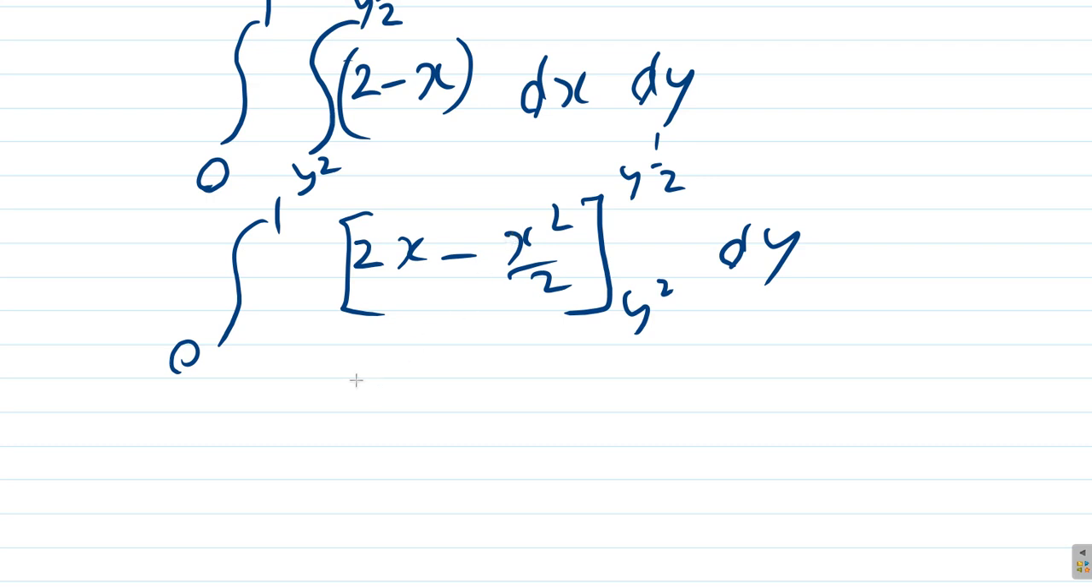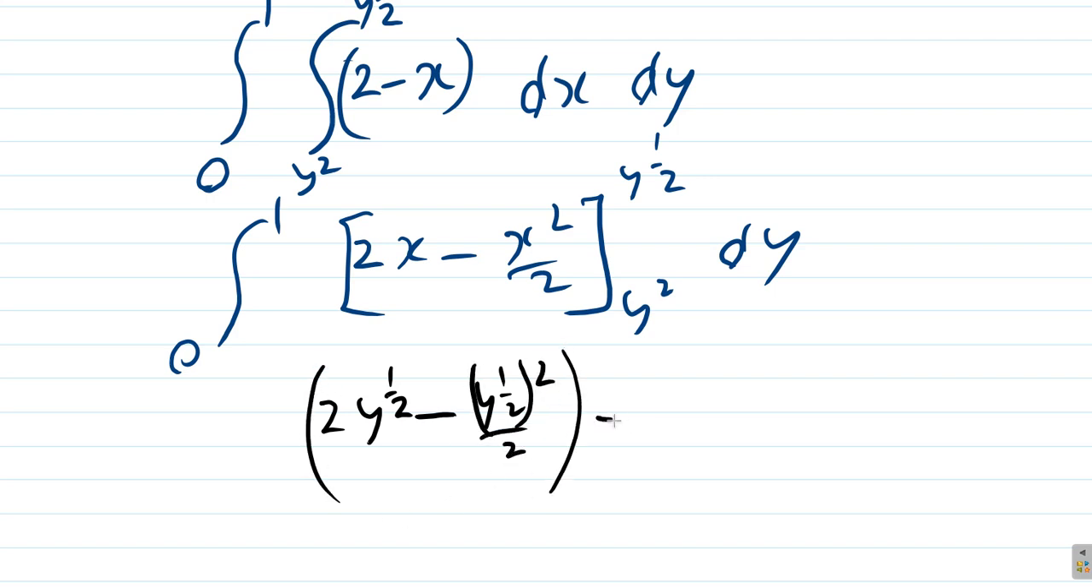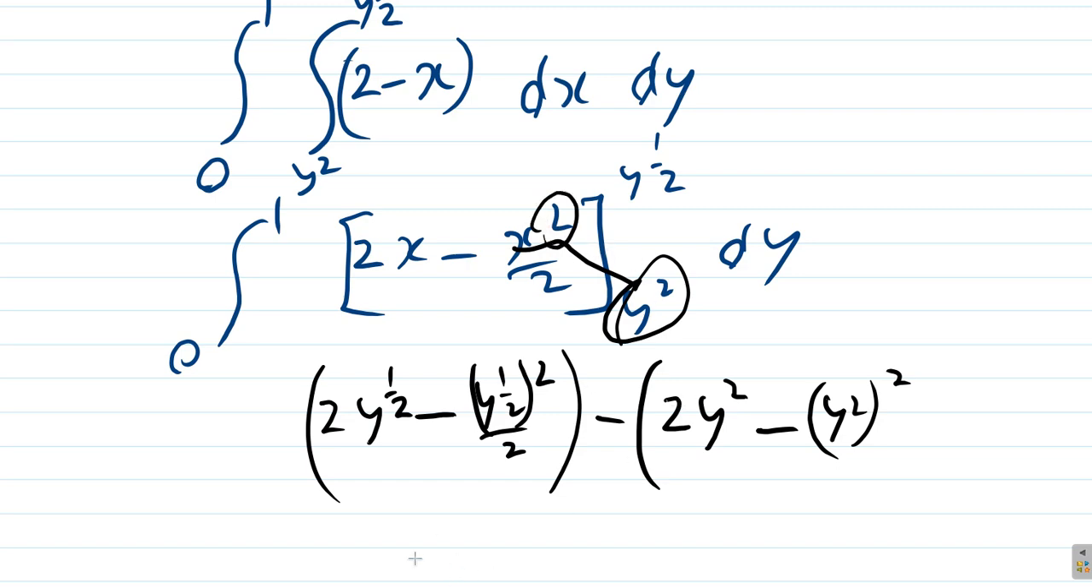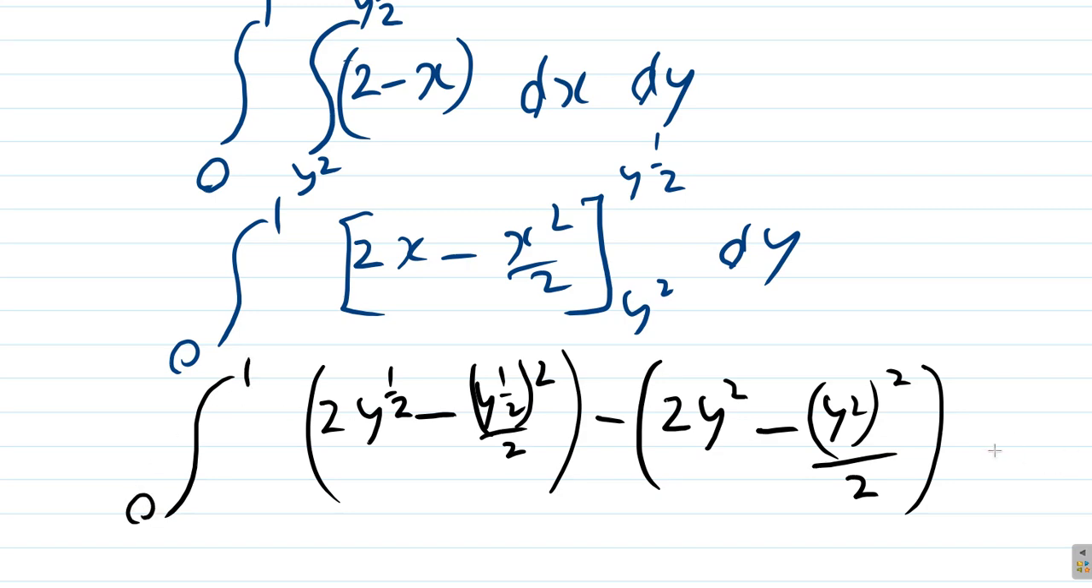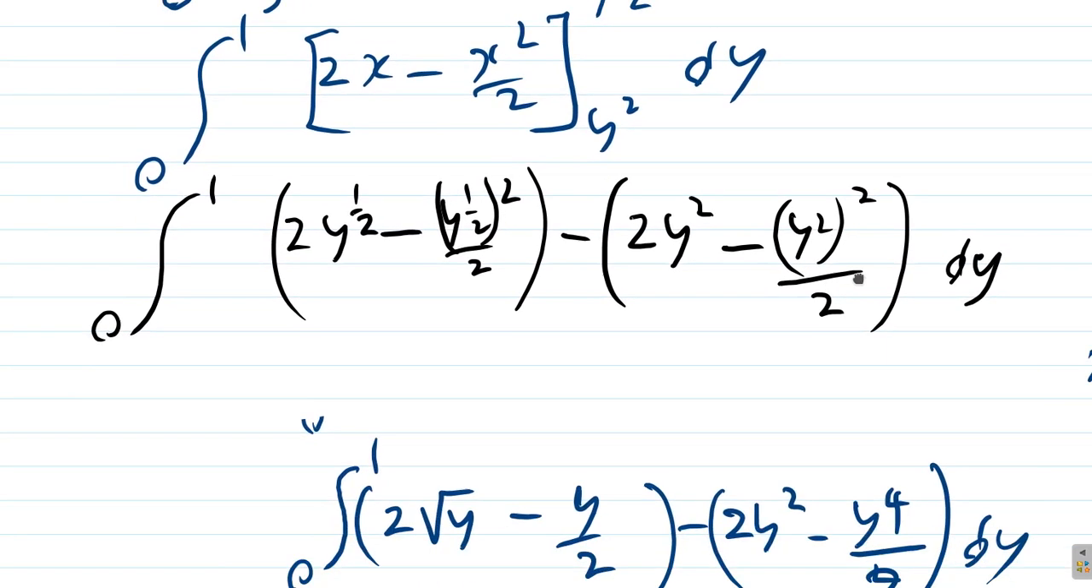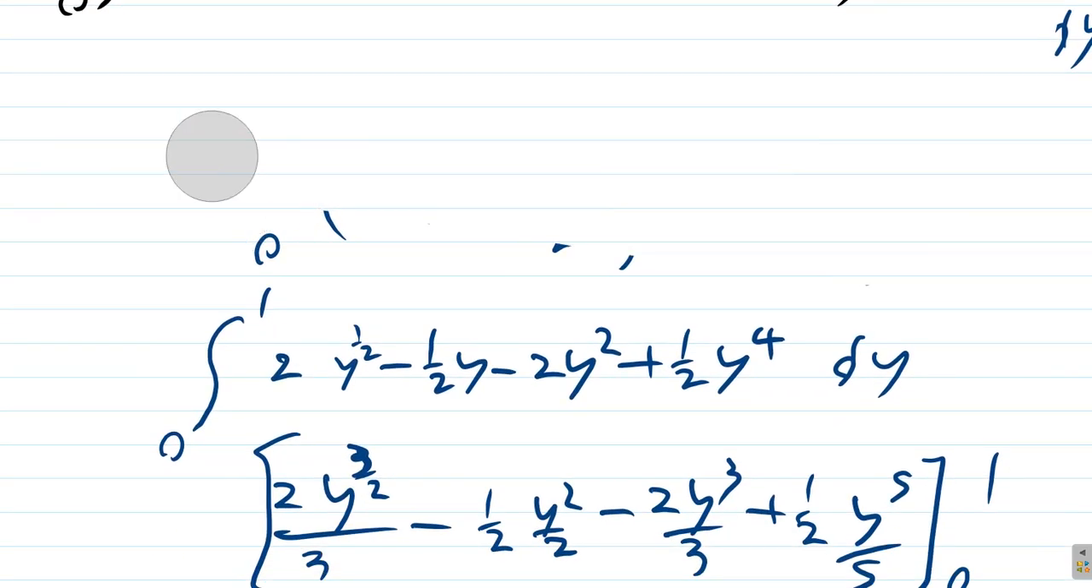Then substitute: 2 y to the half minus y to the half squared over 2. That's the upper boundary minus the lower boundary. It's going to be 2 y squared minus y squared squared over 2, because y squared would be x, and that is squared. And then we will later on differentiate it with respect to y. So we put it there so that we don't forget that it should be done, right? It keeps reminding us that that second integration should be done.